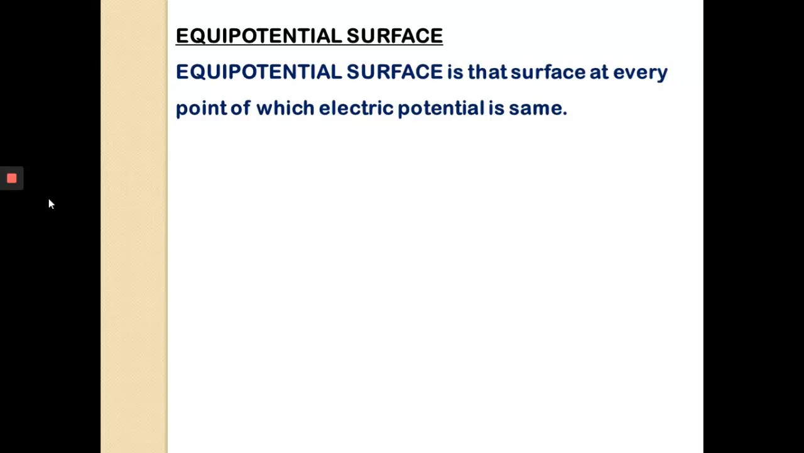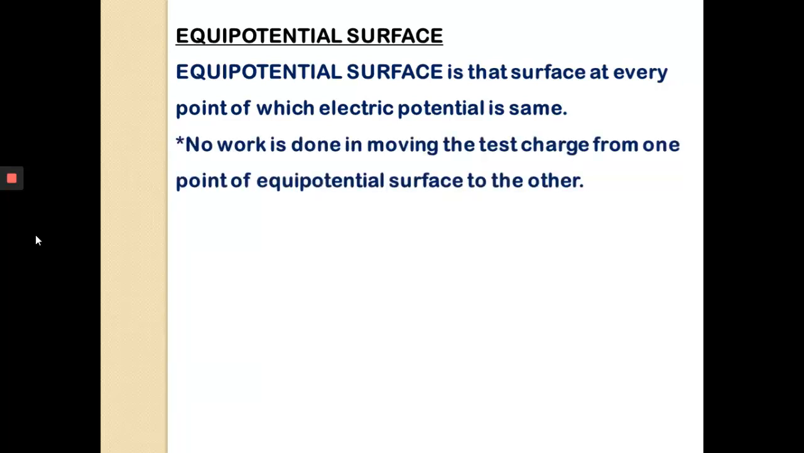Next is equipotential surface. An equipotential surface is that surface at every point of which the electric potential is the same. Electric potential is the same on that equipotential surface.